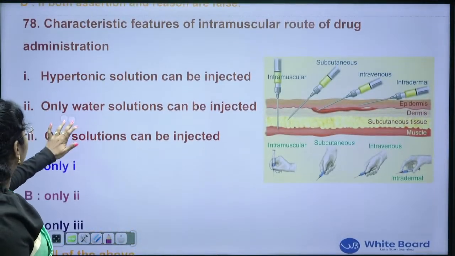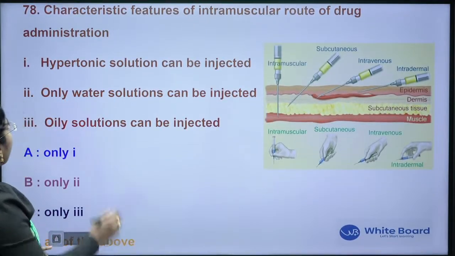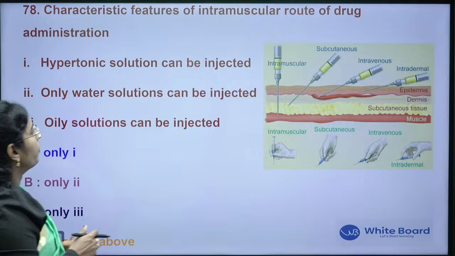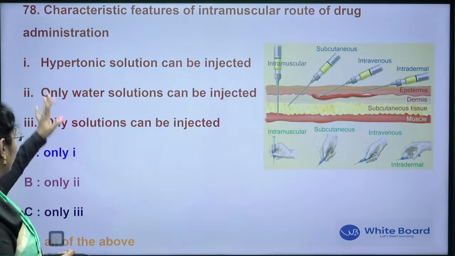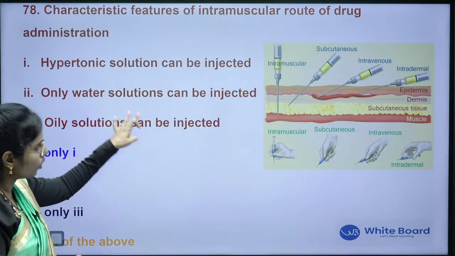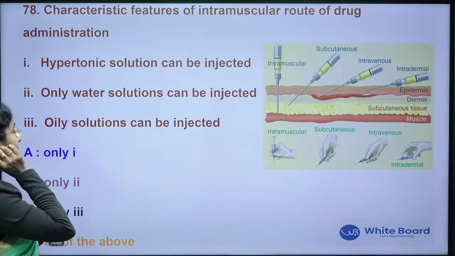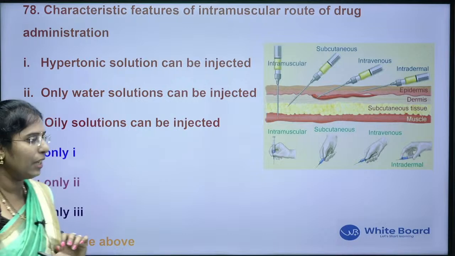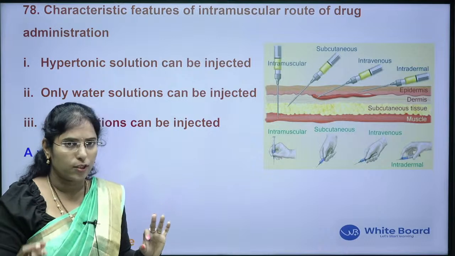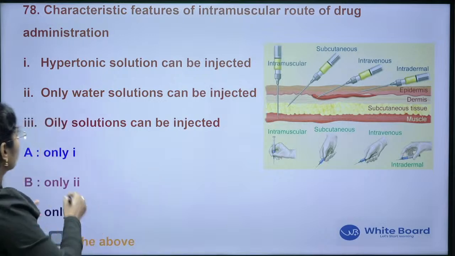Next, coming to the 78th question. Characteristic features of intramuscular route of drug administration. Here they have given 3 options: hypertonic solution can be injected, only water solutions can be injected, only oily solutions can be injected. Yes, the first one is hypertonic solutions. Generally, we are not going to use hypertonic solutions. Always we will be using isotonic solutions, which have the same concentration as our body fluids. So, the first option is wrong.